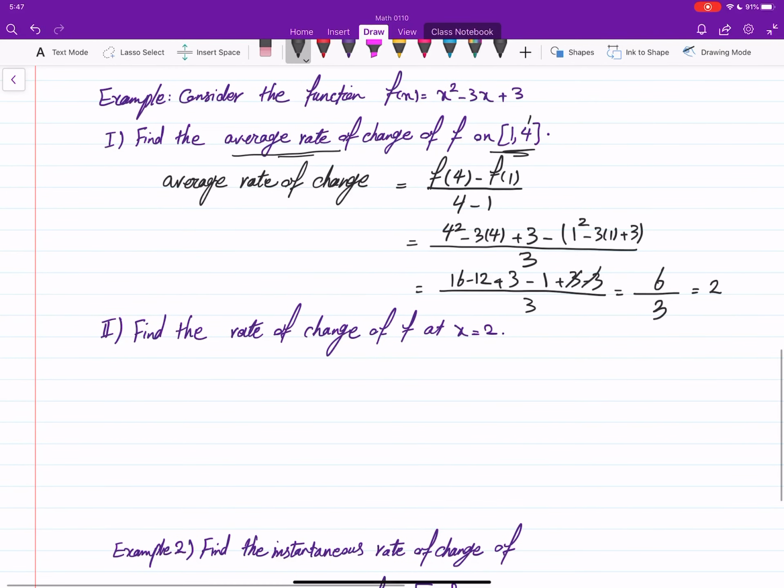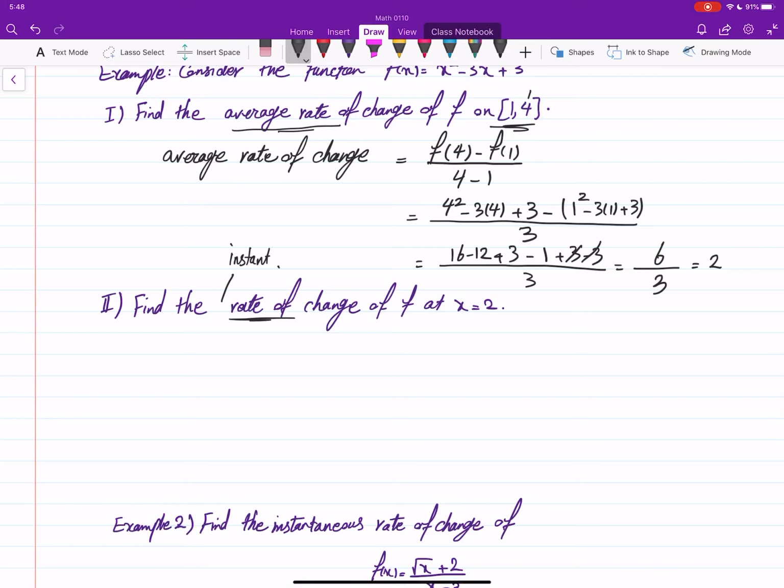But how about the rate of change at a point? As I said, when you don't see the word average, it means that this is instantaneous. That is the terminology convention we have here. So for the rate of change, we have only one point, at 2. This is f prime at 2. We have to find f prime.